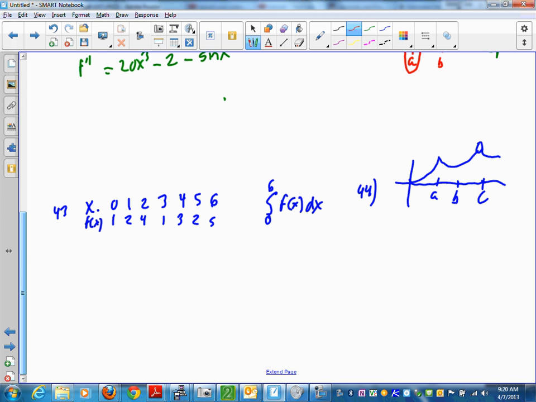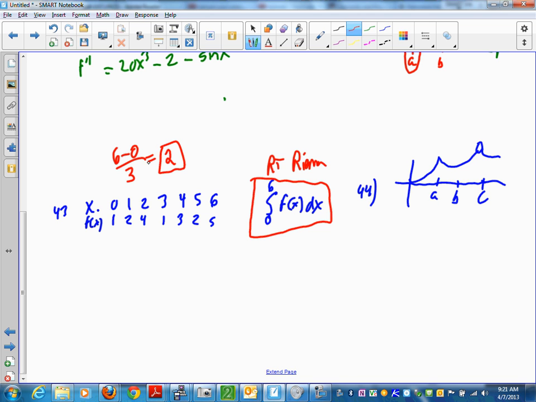All right, 43. 43 is a table problem, and these turn out to be not too bad once you get a little practice with them. 43, they're asking you to find the area under the curve. How do they ask that? They tell you that you're looking for the right-hand Riemann sum. And so the x values go from 0 to 6. And they want you to divide it up into how many intervals? 3 equal subintervals. So this will tell me how wide to go.